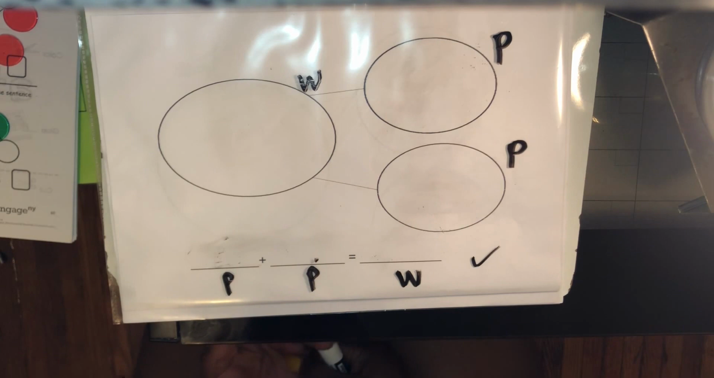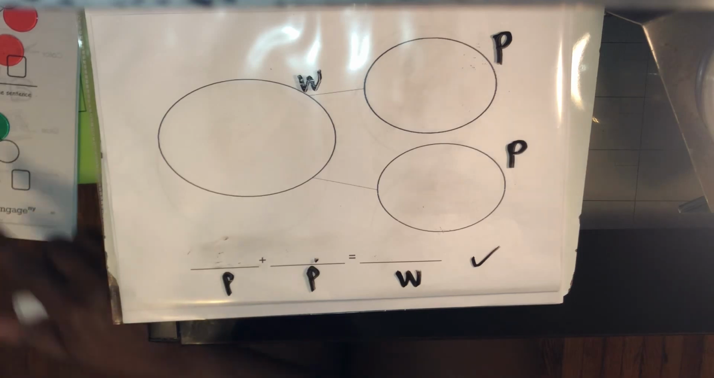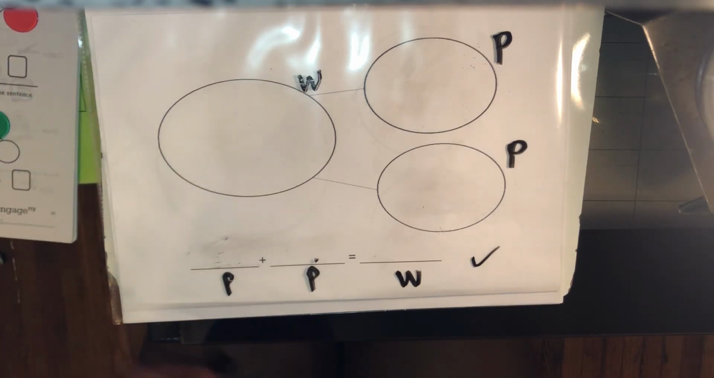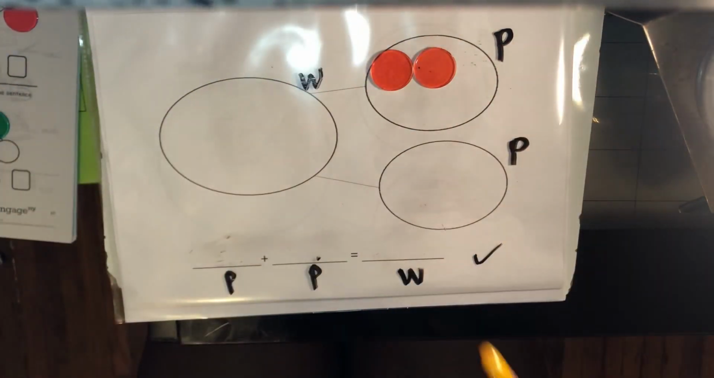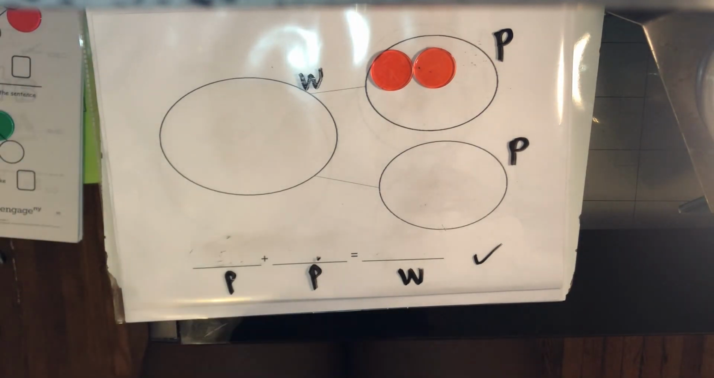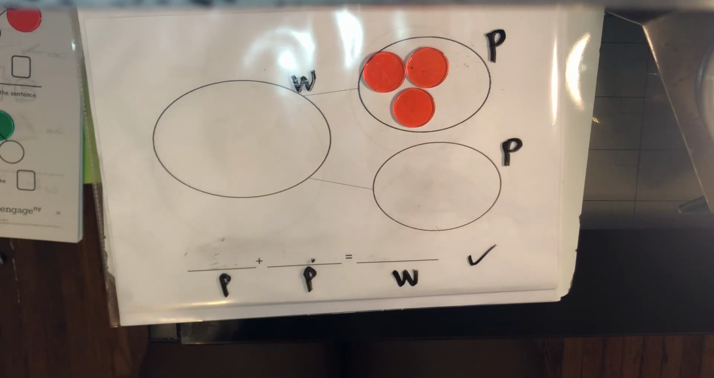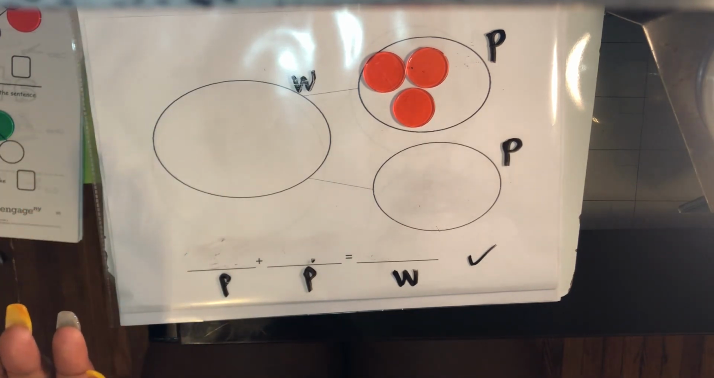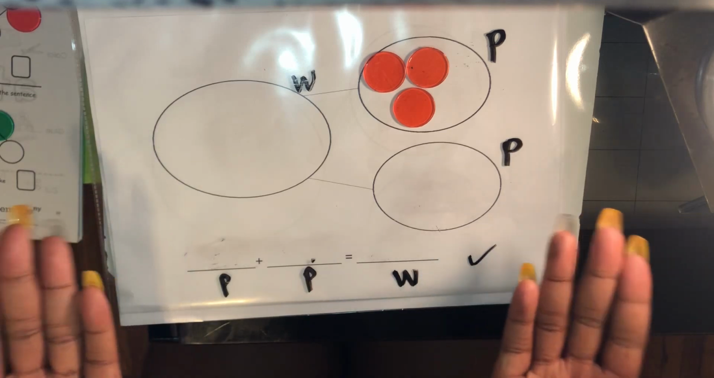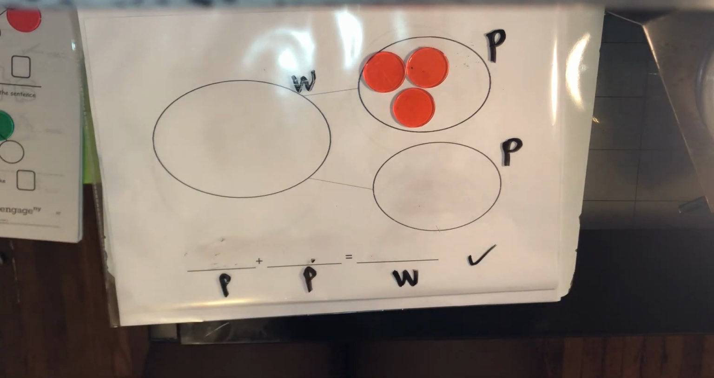So let's think first. How many pieces of candy were on the table first? Yep, I think there were, just like we read, that there were 3 pieces of candy. So I'm going to put 3 in my part. Because I know I'm looking for my whole, because it said there are 3 pieces of candy and then 4 more. So I'm looking for what's the whole, putting those 2 numbers together.